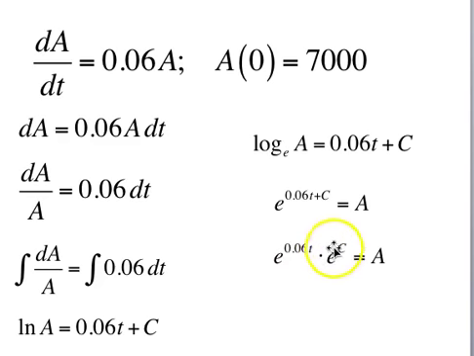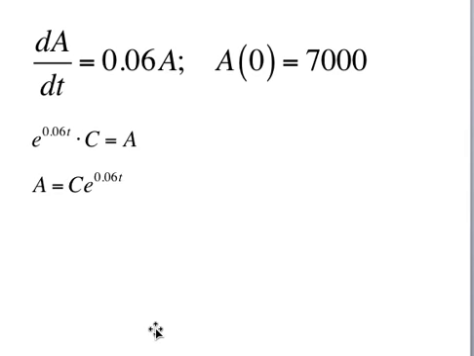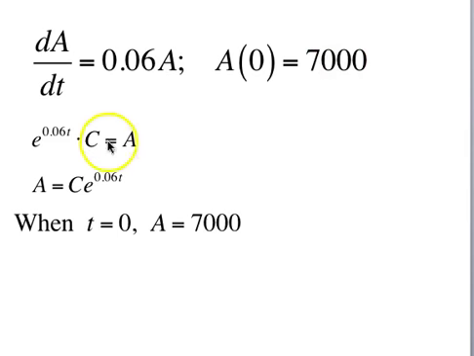But e to the c can be thought of as an arbitrary constant. e is 2.718 to an arbitrary constant is still an arbitrary constant. So we get e to the 0.06t times c equals A. I prefer to write it this way. So writing the c first, A is c times e to the 0.06t. Now what do we know? When t is 0, A is 7,000. That will enable us to solve for the arbitrary constant.